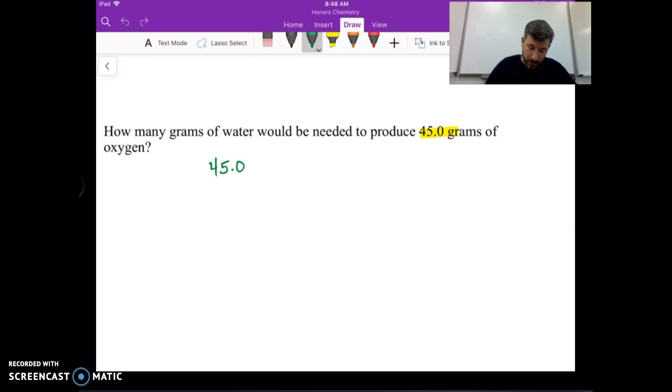So 45.0 grams of oxygen. And by the way, if you think you have the hang of this at this point, or are starting to get it, at any point, pause the video, use your scratch paper, see if you've got it. You don't have to wait for me to work it out. But anyway, if I'm going from grams of oxygen, ultimately I want grams of water, but first I have to go to moles of oxygen. Again, using the periodic table, so 1 mole is 32 grams.